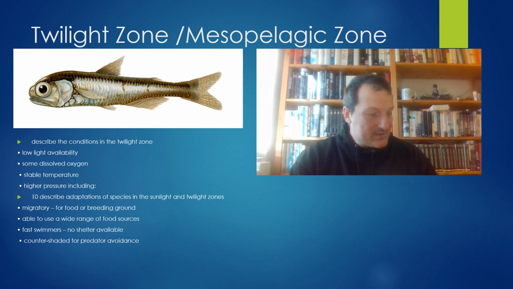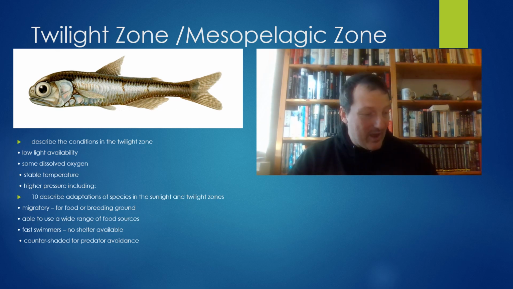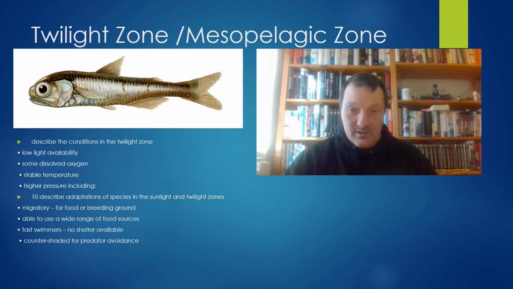An example here is our deep sea lanternfish, who actually have what we call photopores that do luminescence. They can make their own light, which can be used for this counter shading for predator avoidance. So in general, we have less biomass here, and the animals need to adapt to this low light condition with less food, less oxygen, but also more stable temperatures.